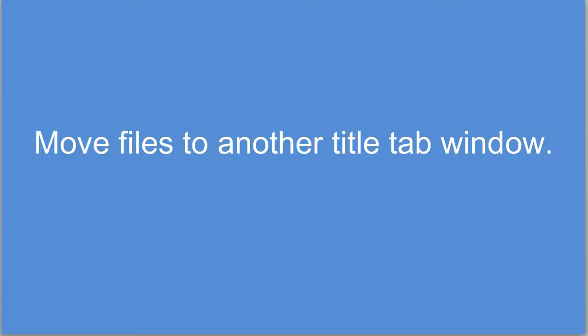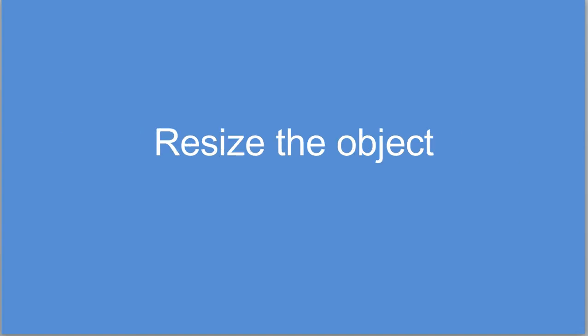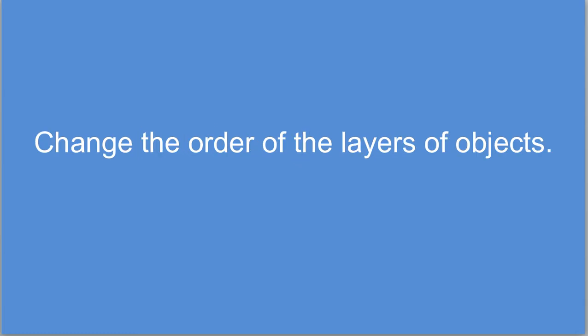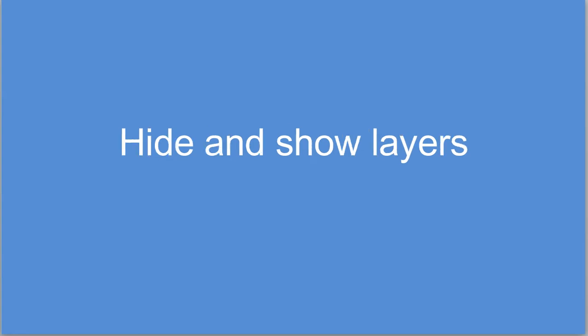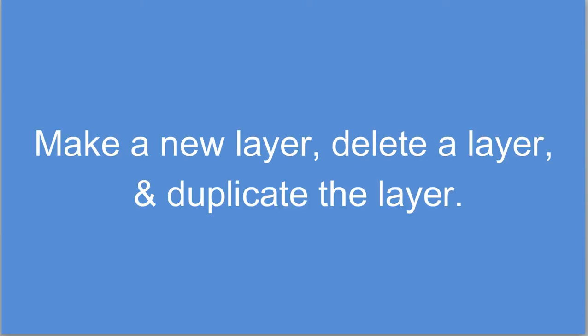Move the files to another Tile tab window. Resize the object. Unlock background layer. Change the order of the layers of objects. Use the visibility eye. Hide and show layers. Rename layer. Make a new layer. Delete a layer. And duplicate the layer.